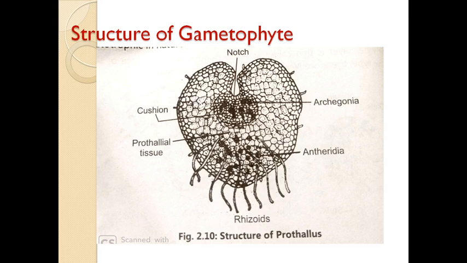At maturity, it produces the male sex organ antheridia on the lower side, and towards the notch, just below the notch region, it produces the female sex organ archegonia. So students, this is regarding the structure of the prothallus.